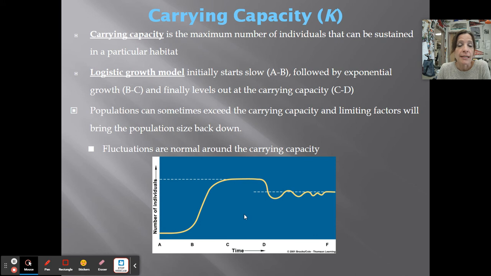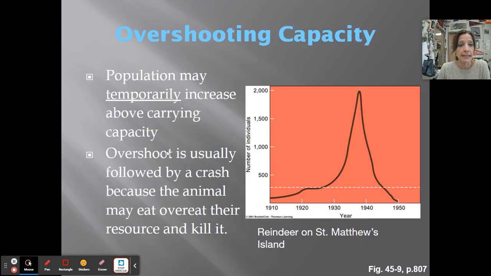Sometimes populations exceed their carrying capacity, and then the limiting factors will bring it back down. So that's why sometimes you see it fluctuating around the carrying capacity, which would be this line. Like I said, sometimes populations overshoot and can go above the carrying capacity. So here is the carrying capacity of these reindeer, and they went above. And what happens is it's usually followed by a crash in the population.